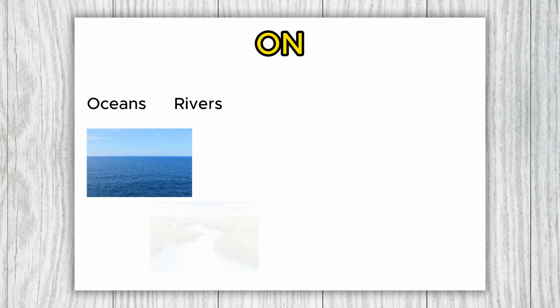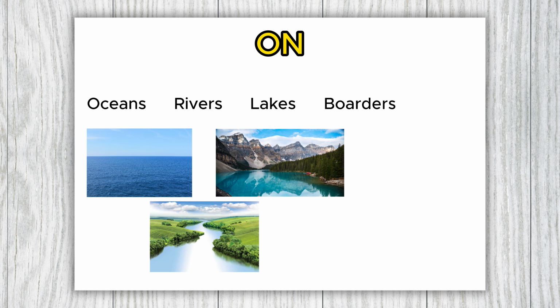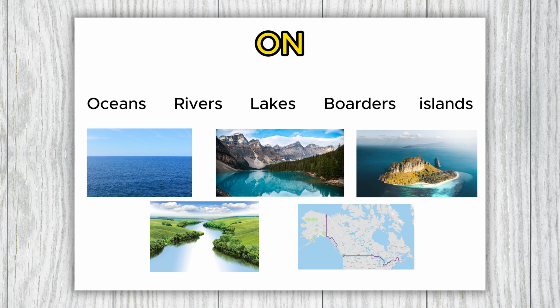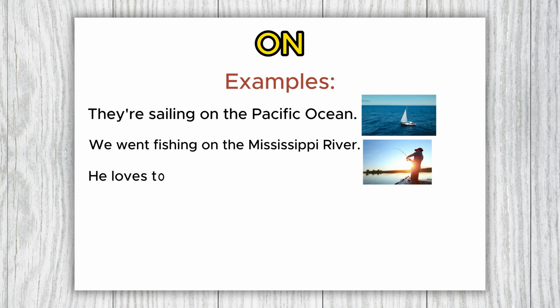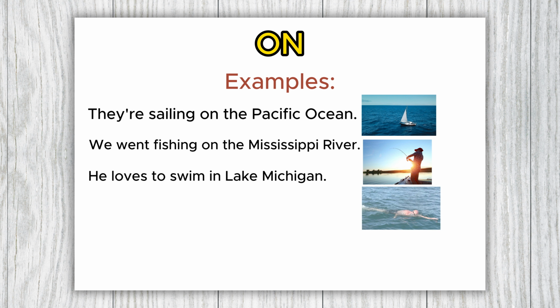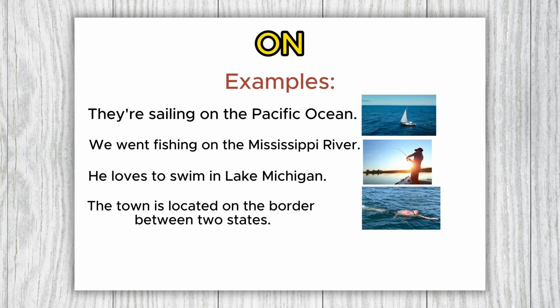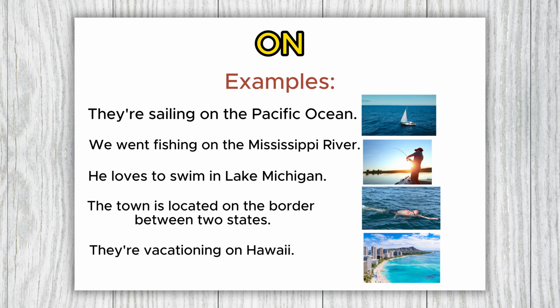We use on with oceans, rivers, lakes, borders, and islands. For example, they're sailing on the Pacific Ocean. We went fishing on the Mississippi River. He loves to swim in Lake Michigan. The town is located on the border between two states. They're vacationing on Hawaii.